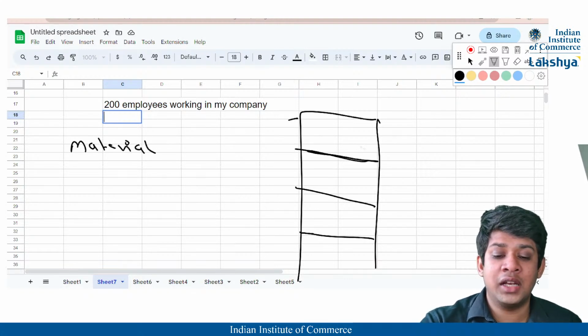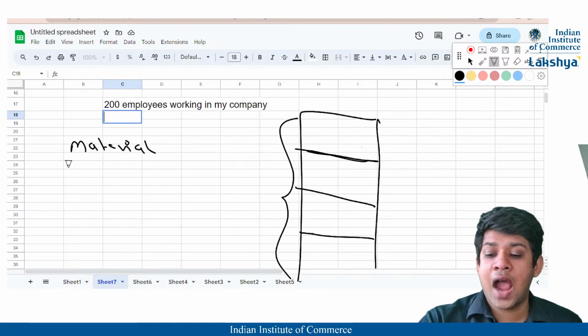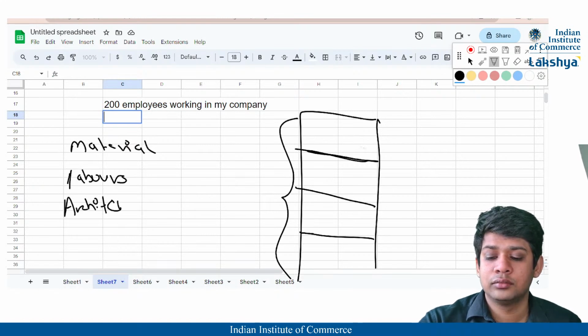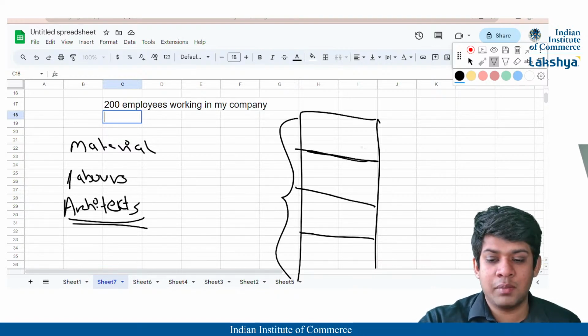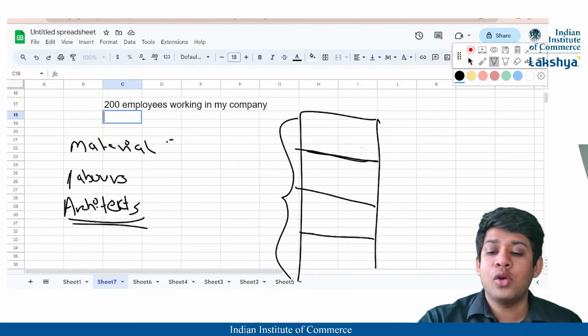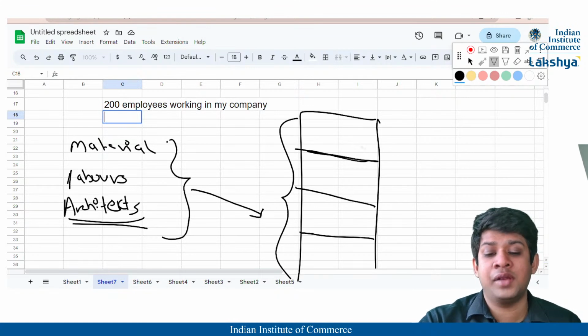I will need additional material for the construction of this building. I will hire more laborers for the construction of this building. I will have to hire architects, right? Professionals for construction of the building. It's not like I am constructing the building myself, right? So I will need all these costs to be incurred, and these are directly related to the building.